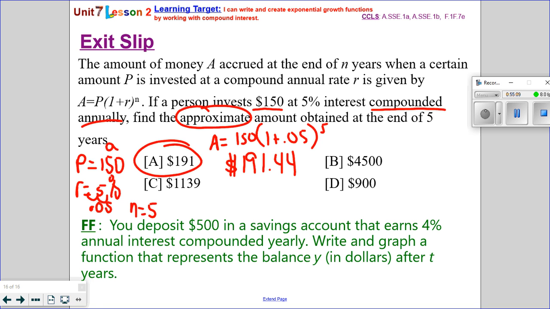So basically the exit slip on the top right here is just the P, the A is 150, that's the initial value. You're using that same formula, y equals A times 1 plus r, to the t power. And that's basically what you have. You have 191.44. The rate is 5%, so it's 0.05. You substitute the 5 in for the 5 years, and that is about it.